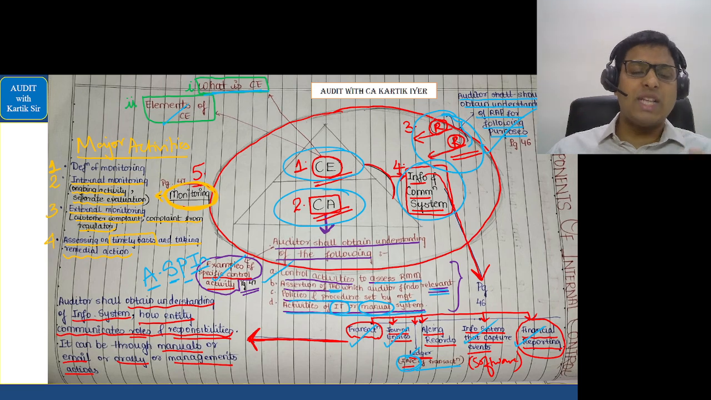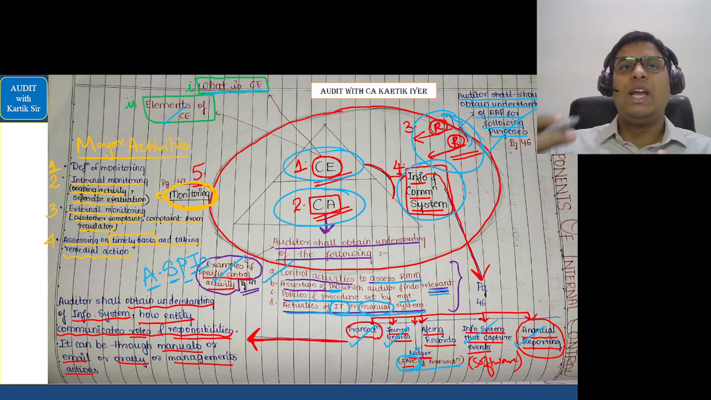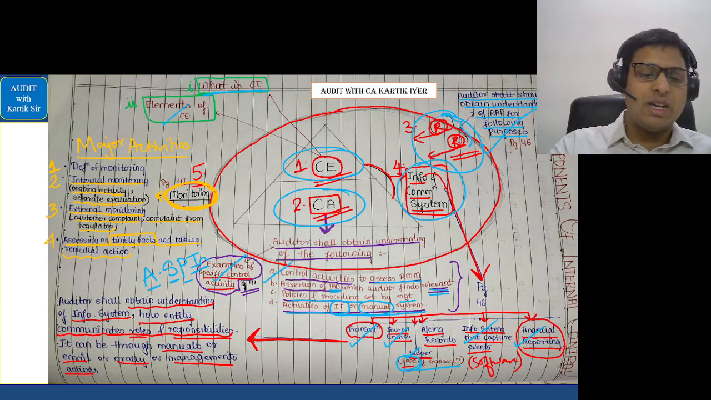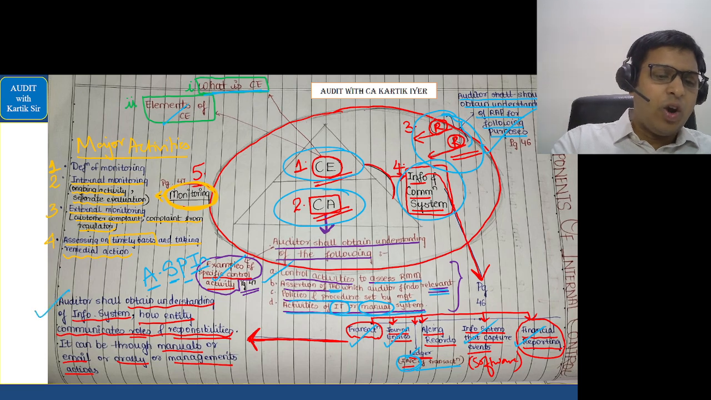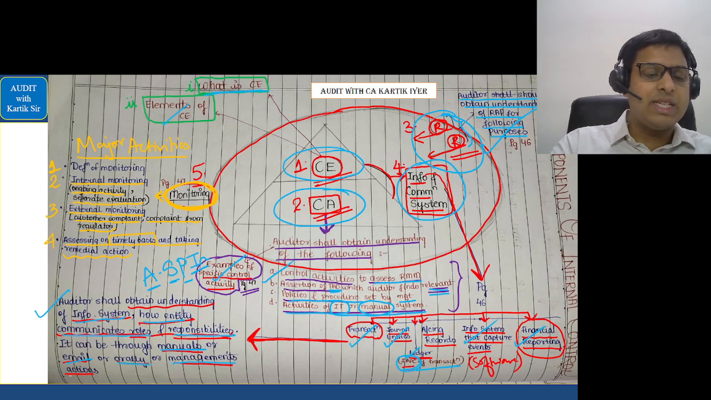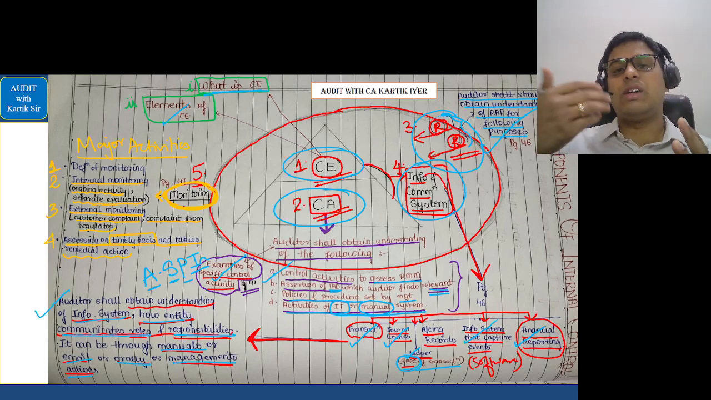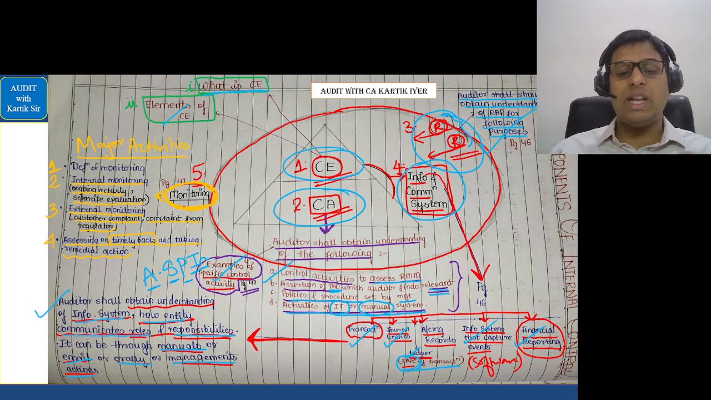After that, we had one more answer, which was a continuation of this answer only, but it can come as a separate MCQ question. So please see here. That is basically this part. The auditor should obtain understanding of the information system, how the entity communicates roles and responsibilities. It can be through manuals or by email or orally or management's actions. So this is the way the auditor will obtain understanding of the information system which is there in place. Okay. Let's go to the next area.